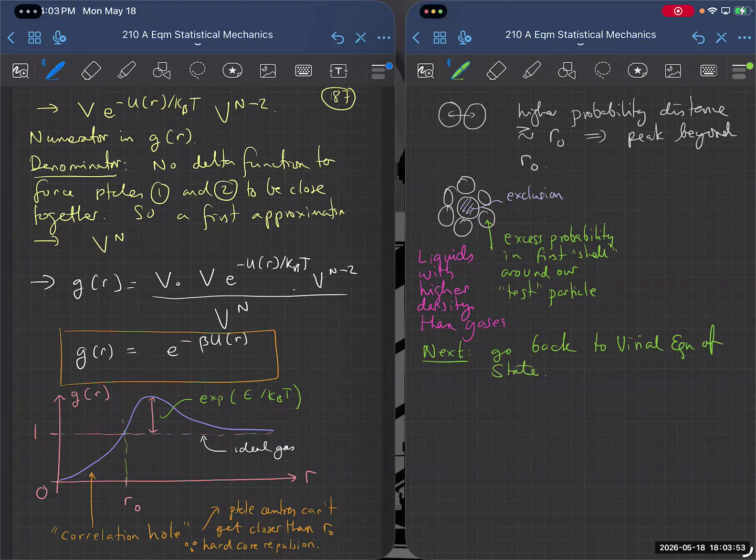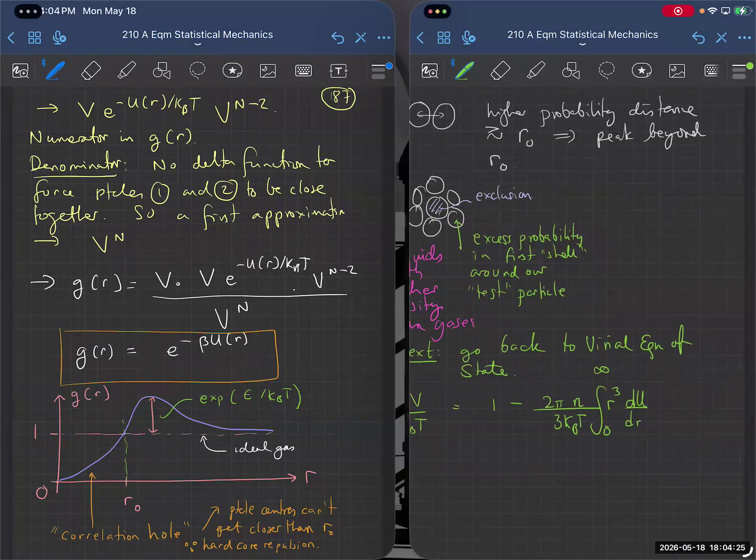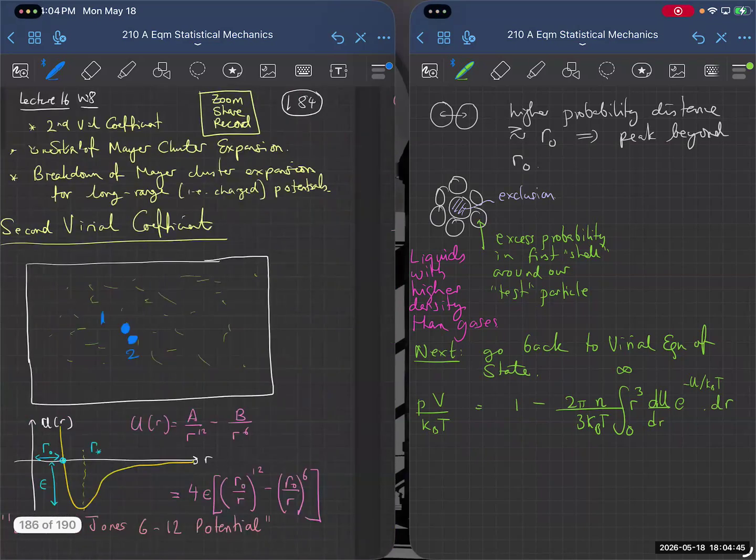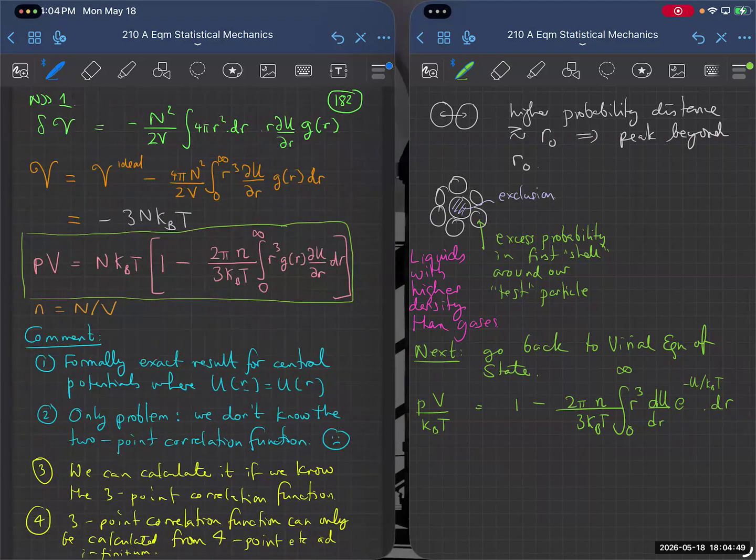Okay, so remember what we derived was that PV over kBT is equal to 1 minus 2 pi n over 3 kBT, and then the integral from 0 to infinity of r cubed du/dr, and then e to the minus u over kBT dr. So that's our formula. Just to remind you of the formula.